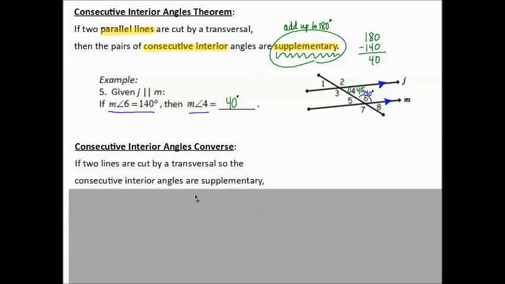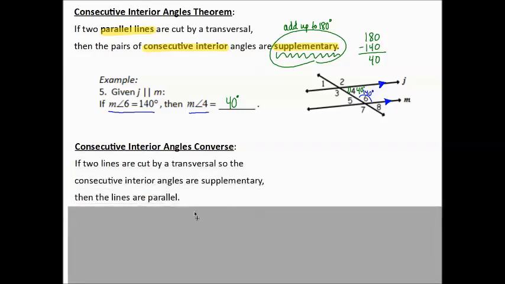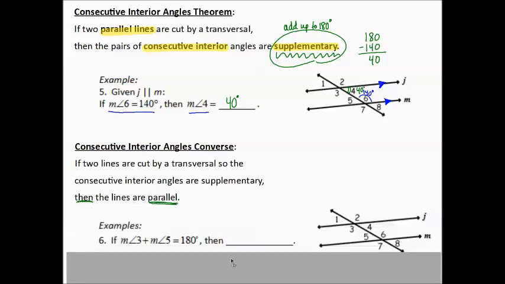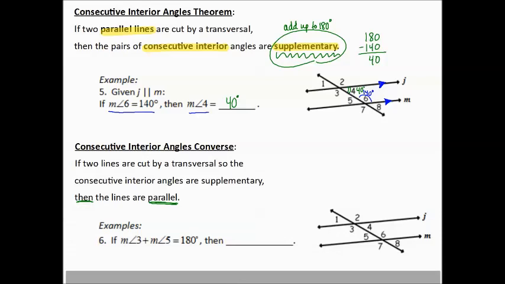Let's check out the converse of that theorem. Consecutive interior angles converse. If two lines are cut by a transversal, so the consecutive interior angles are supplementary, then the lines are parallel. Again, the lines must be parallel. Let's see how that works in an example. Notice we're starting right away with angles. The measure of angle 3 plus the measure of angle 5 equals 180. So here's angle 3, big obtuse angle.